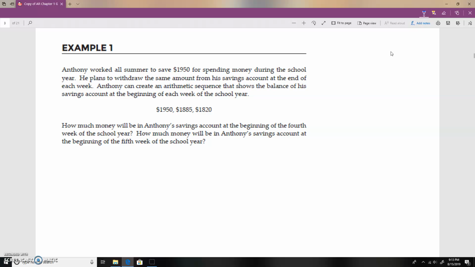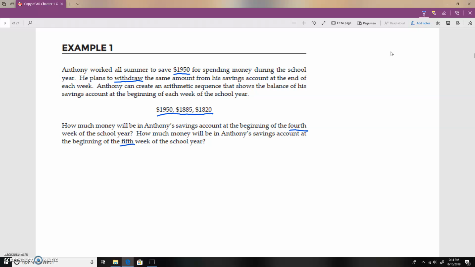Anthony worked all summer to save $1,950 for spending money during the school year. He plans to withdraw, meaning he's taking money out, the same amount from a savings account at the end of each week. Okay, so he can make a sequence to show how much money he has at the beginning of each week. Here, he started making the sequence for the first 3 weeks. We want to know how much money he will have at the beginning of the 4th week, and then at the beginning of the 5th week.